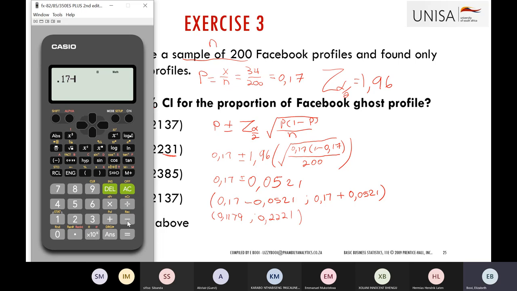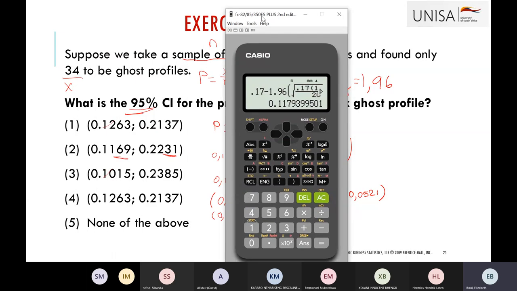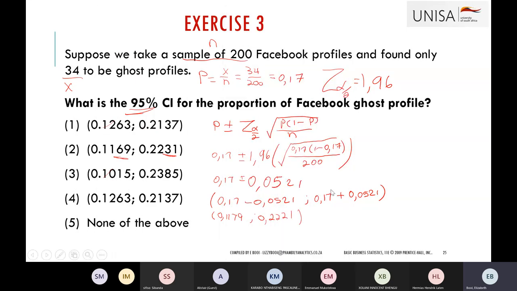0.17 minus 1.96 times the square root of 0.17 open bracket 1 minus 0.17 close bracket, divided by 200. Okay, I don't know. I feel sorry for you guys writing these papers and exams, because I get all this from your past exam papers and past tutorial letters. Okay, so that is one.